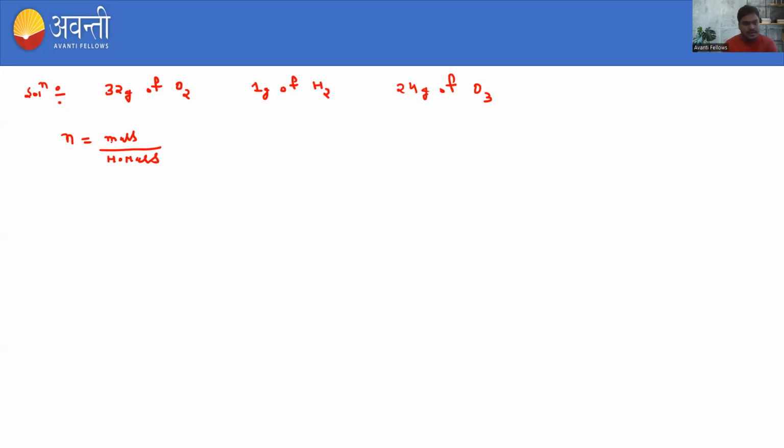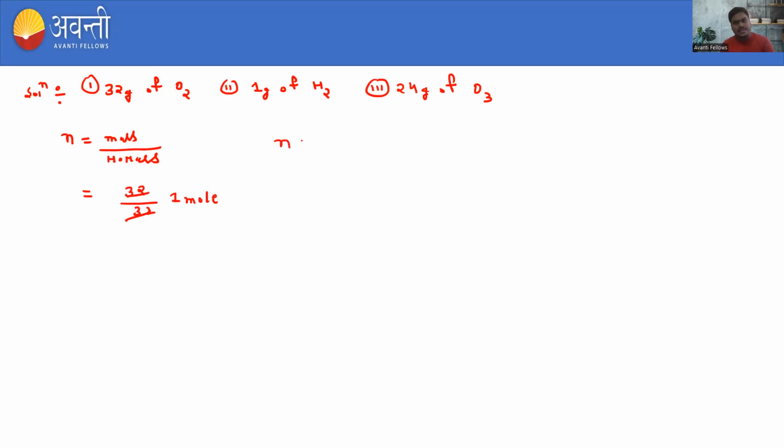Okay. So what is the mass in the first case? This is the first one. This is the second one. And this is the third one. Okay. So in case of the first one, the mass is 32 gram and the molecular mass of O2 is again 32. So this comes out to be 1 mole.